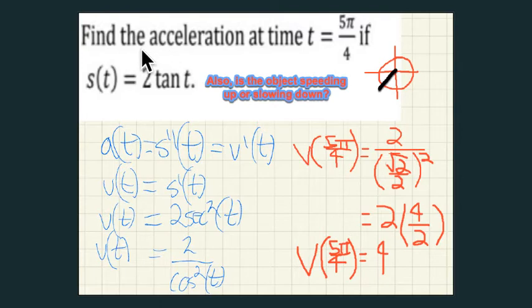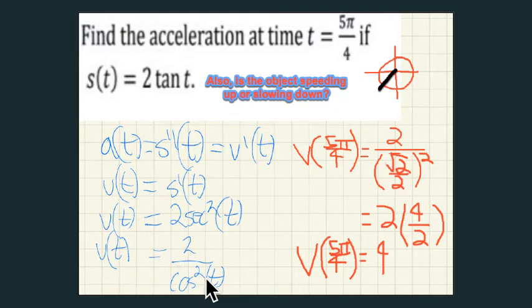Okay, so let's do this. What's the derivative of 2 tan t? Well, the derivative of tan t is sec squared t, so we have that. Now, I like to always write things in terms of sine, cos, and tan, where possible. So the derivative is 2 divided by cos squared t.